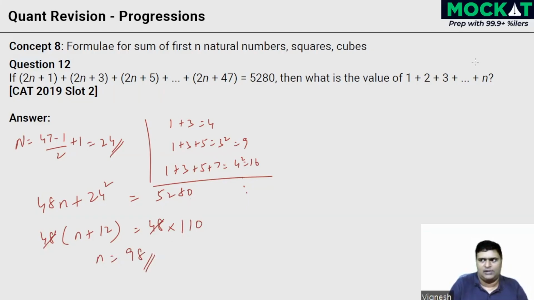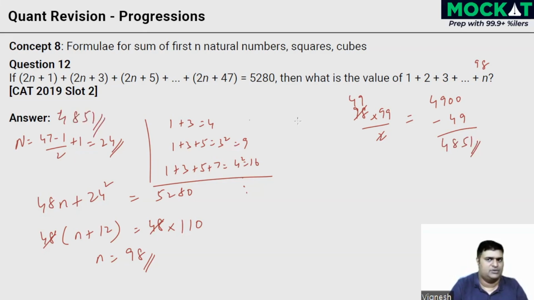I need to add up all the natural numbers 1 to 98. It's n into n plus 1 by 2, right? 49 into 99 is 49 into 100 minus 49 into 1. It should be 4851, and that becomes the answer for this question.